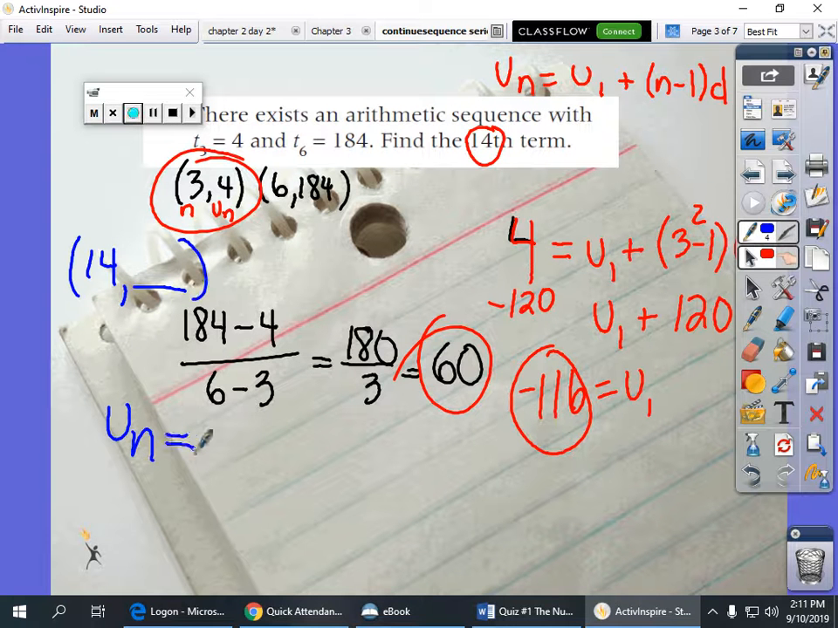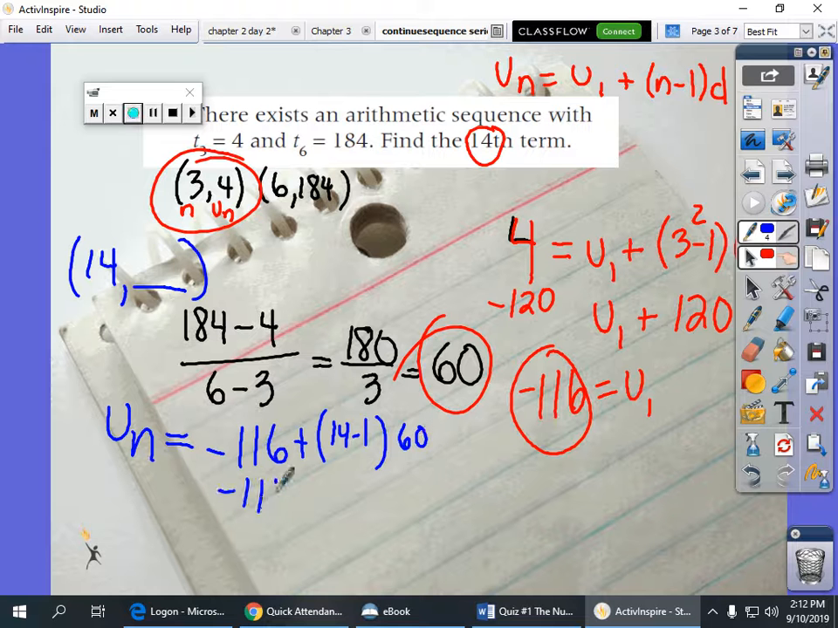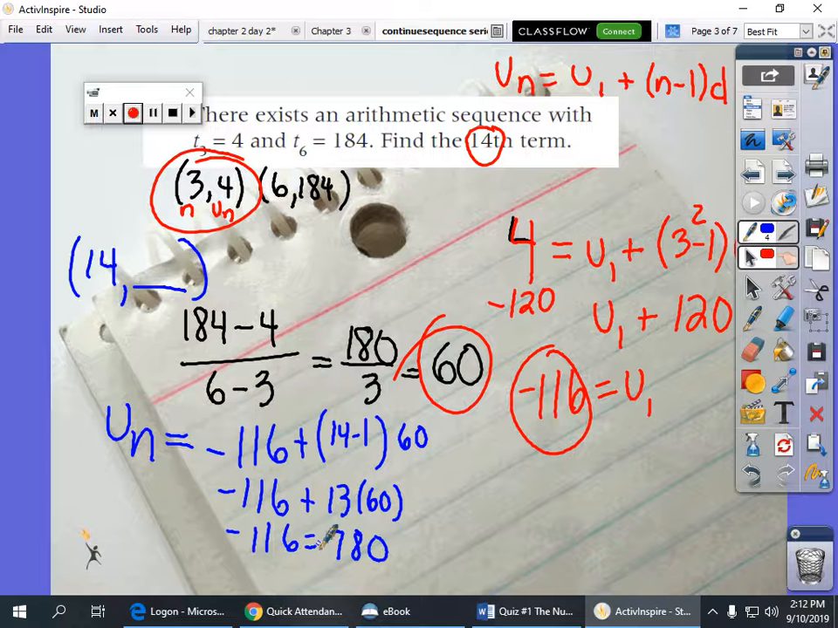What was the very first term? Negative 116 plus what number term am I talking about? 14 times 60. Okay, so negative 116 plus 13 times 60. Let me not make a mistake here. 780 and minus 116 is 664. So u sub n is 664.